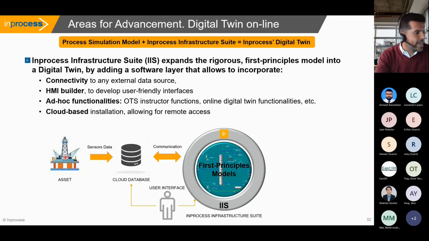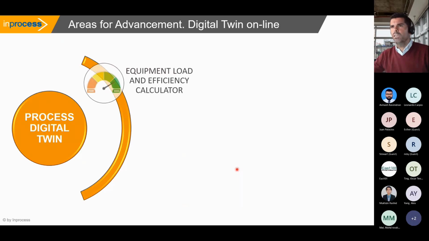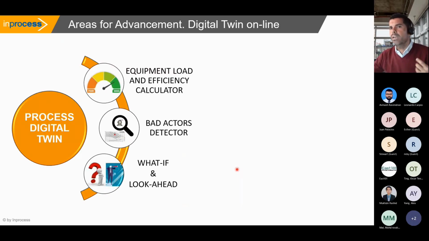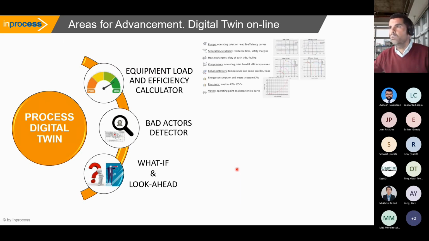External applications like AI, ML, or historians like OSIsoft PI, like Honeywell PHD, like Aspen IP21, or whatever kind of real-time database, historian or online connectivity with data to feed those models, so that we are able to provide additional features and applications like equipment load and efficiency calculator, bad actor detectors, what-if and look-ahead.